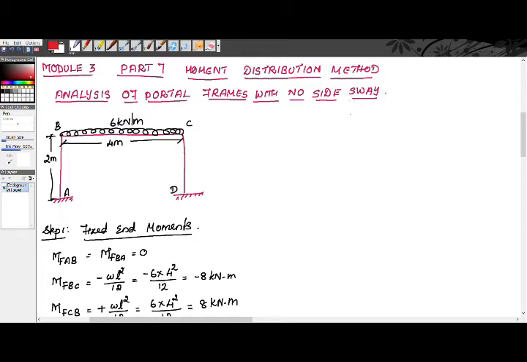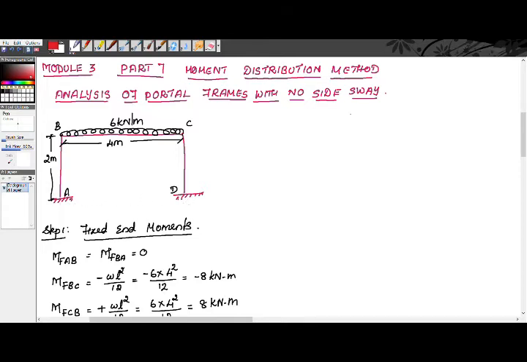We have studied in detail about portal frames, the side sway in portal frames, while we were studying the slope deflection method in module 2. So now we will directly go into the problem. From the figure itself, you can understand this is a portal frame with no side sway. Because see, AB and CD are the columns of same length. The end supports A and D are fixed supports. So there is no change in supports, right?